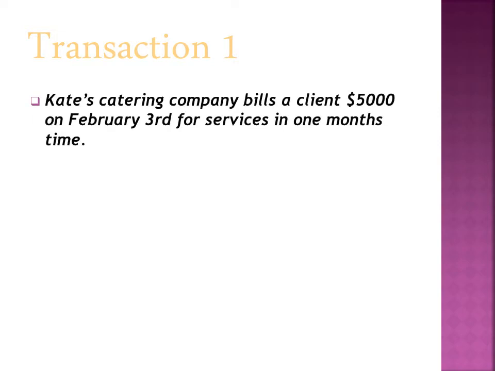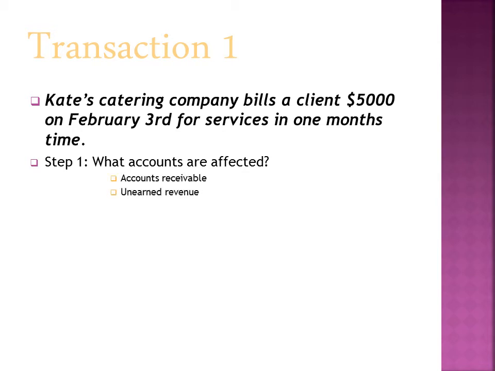Let's get started with a quick tutorial on how we do the journal entry. Kate's Catering Company bills a client $5,000 on February 3rd for services in 1 month's time. The first step is to identify what accounts have been affected. In this case, it's accounts receivable and unearned revenue. It's accounts receivable because Kate hasn't yet received the cash from the client, she's simply billed them. Unearned revenue because Kate hasn't yet done the service.